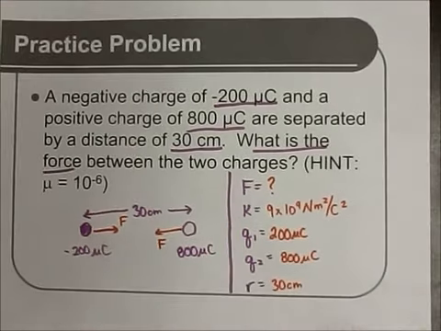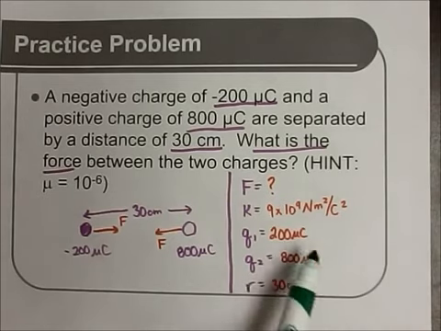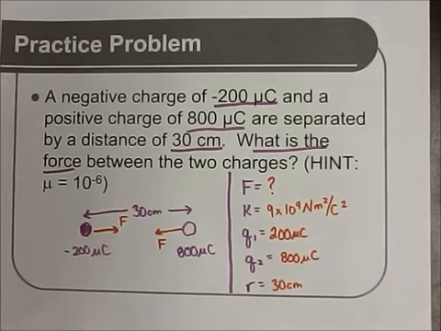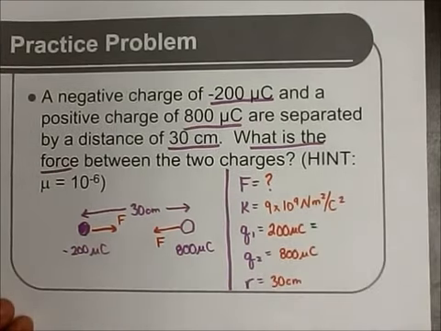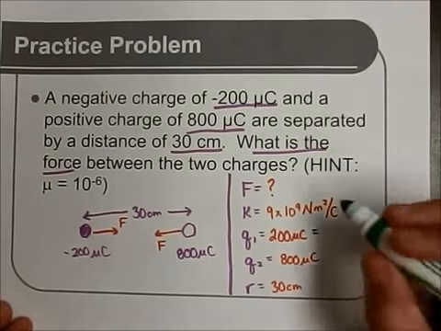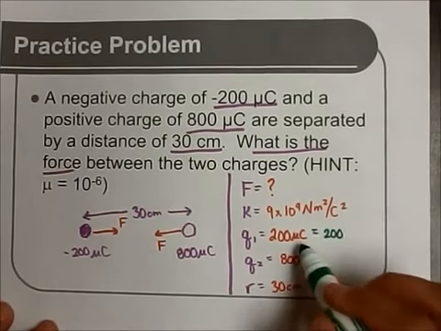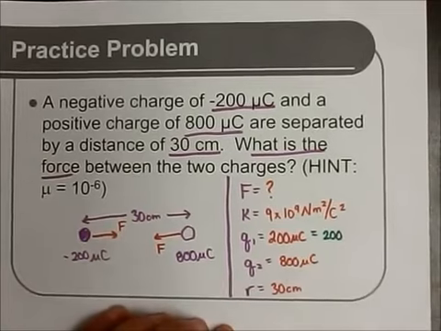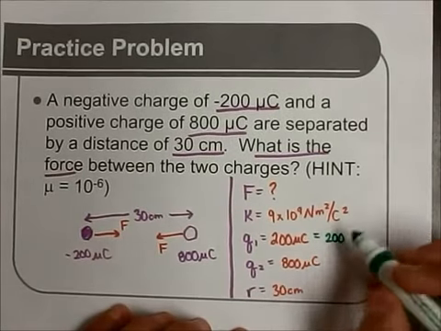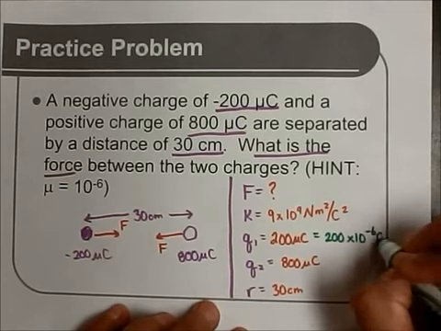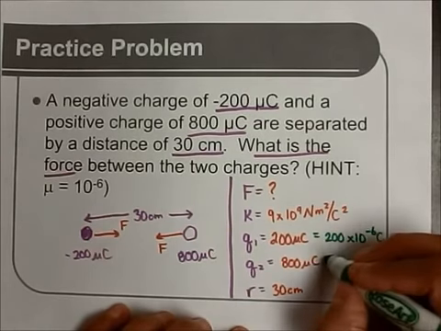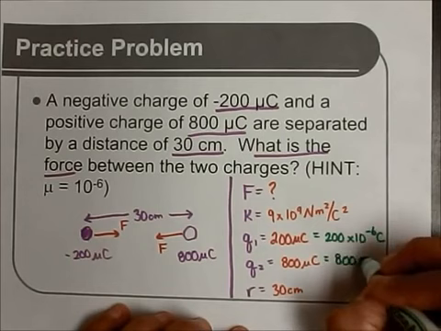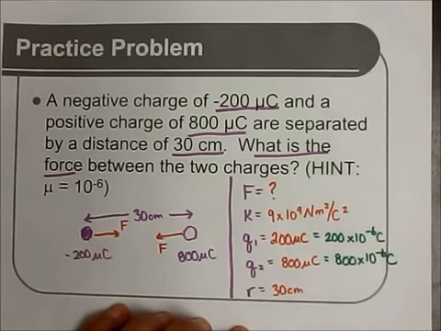Now, remember before I said that we have to make sure that our variables are in appropriate units. Microcoulombs is not an appropriate unit. Coulombs is the appropriate unit. So we have to convert this. We're going to convert 200 microcoulombs to coulombs. A microcoulomb is 1 times 10 to the negative 6th coulombs. So 200 microcoulombs is 200 times 10 to the negative 6th coulombs, and 800 microcoulombs is 800 times 10 to the negative 6th coulombs.